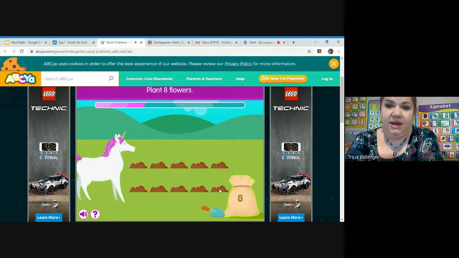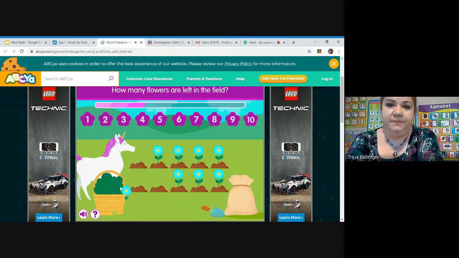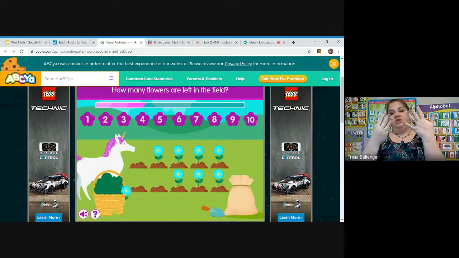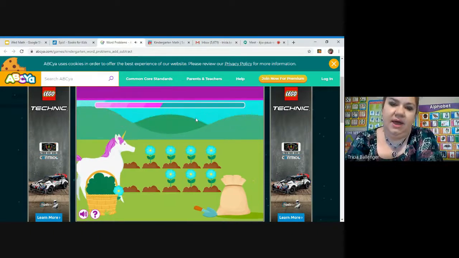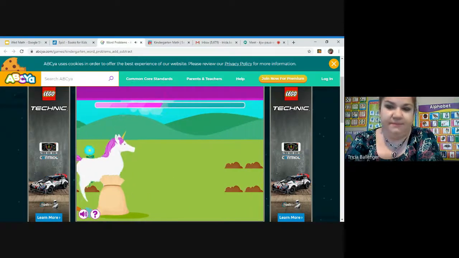There's the number 8 again. 1, 2, 3, 4, 5, 6, 7, 8. And we have 1 blue. So if we have 8 and we took away 1, one way that you can do subtraction is hold your fingers up and just count backwards. So that would leave 7. 8, 7. One number before 8 is number 7.